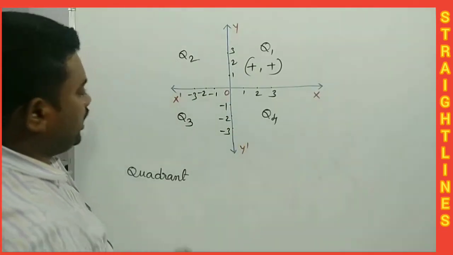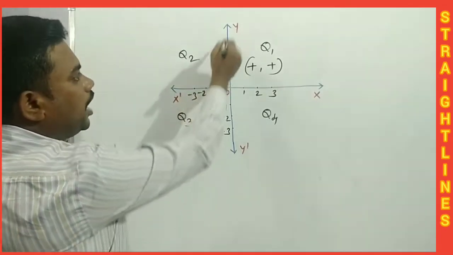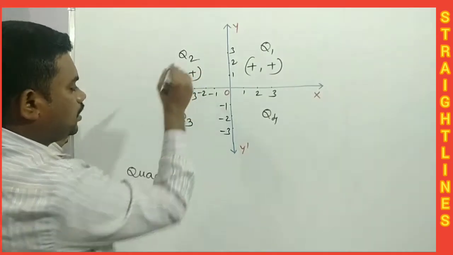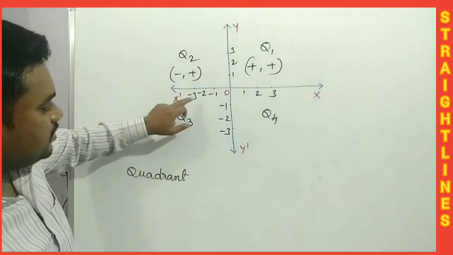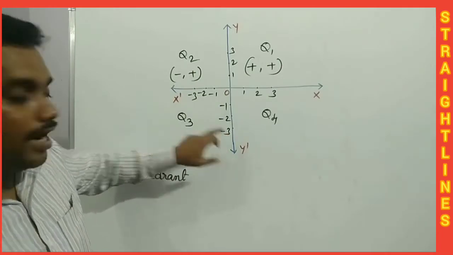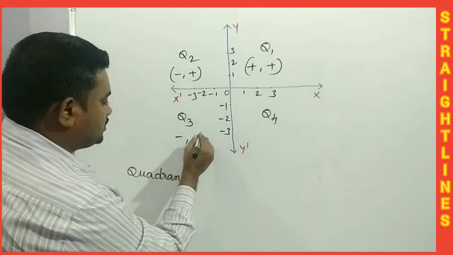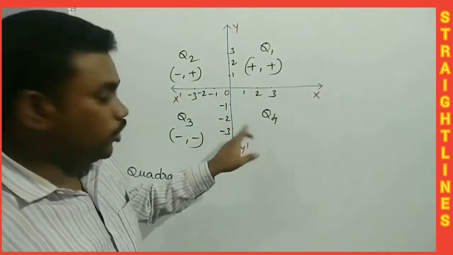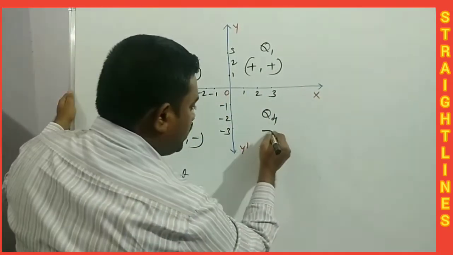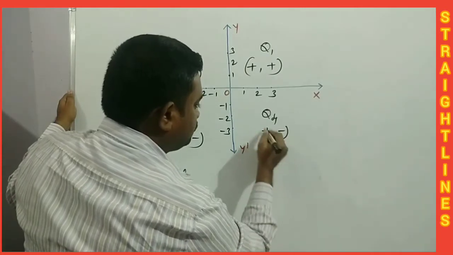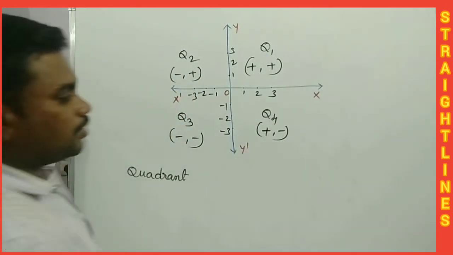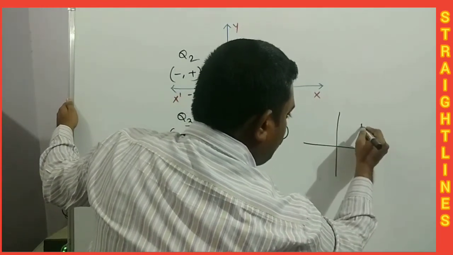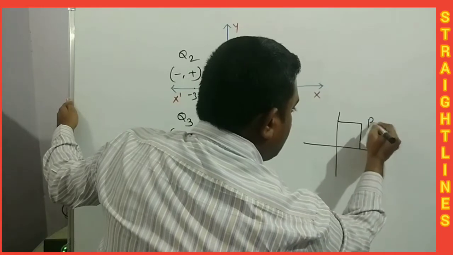Next, in the second quadrant, x values are negative and y values are positive, so it is minus, plus. In the third quadrant, x values are negative and y values are negative, so it is minus, minus. In the fourth quadrant, x values are positive and y values are negative, so it is plus, minus.